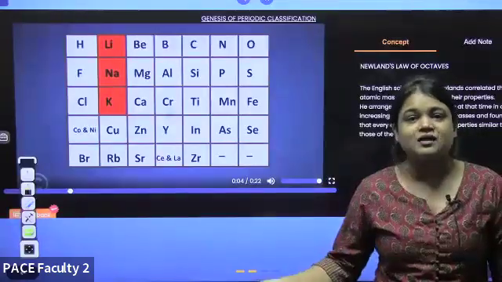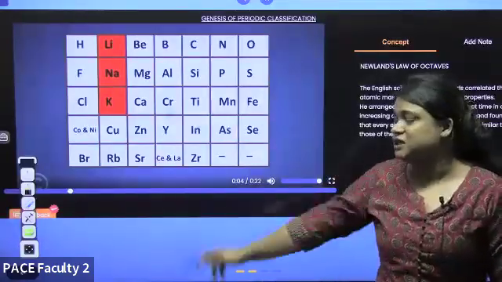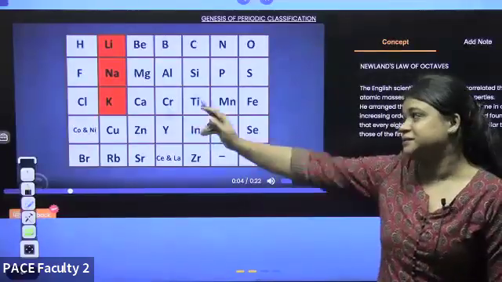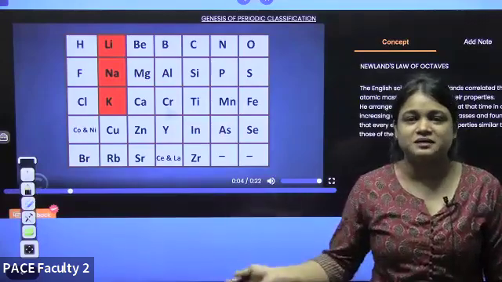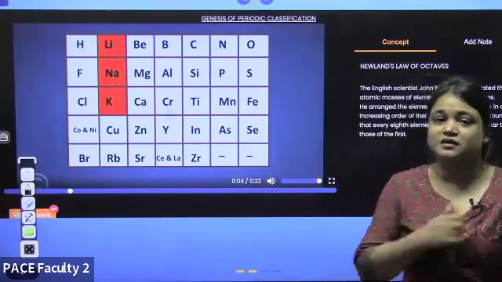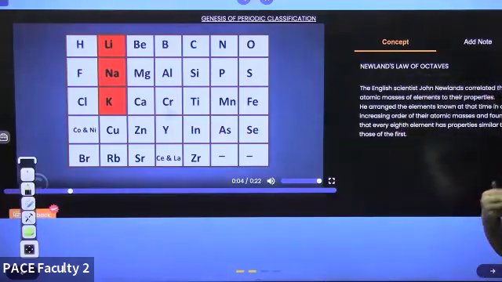This method failed. Why? Because this method of repetition of properties was only valid till calcium. After calcium, there was no repetition of properties at the 8th element. Let's see the video quickly.